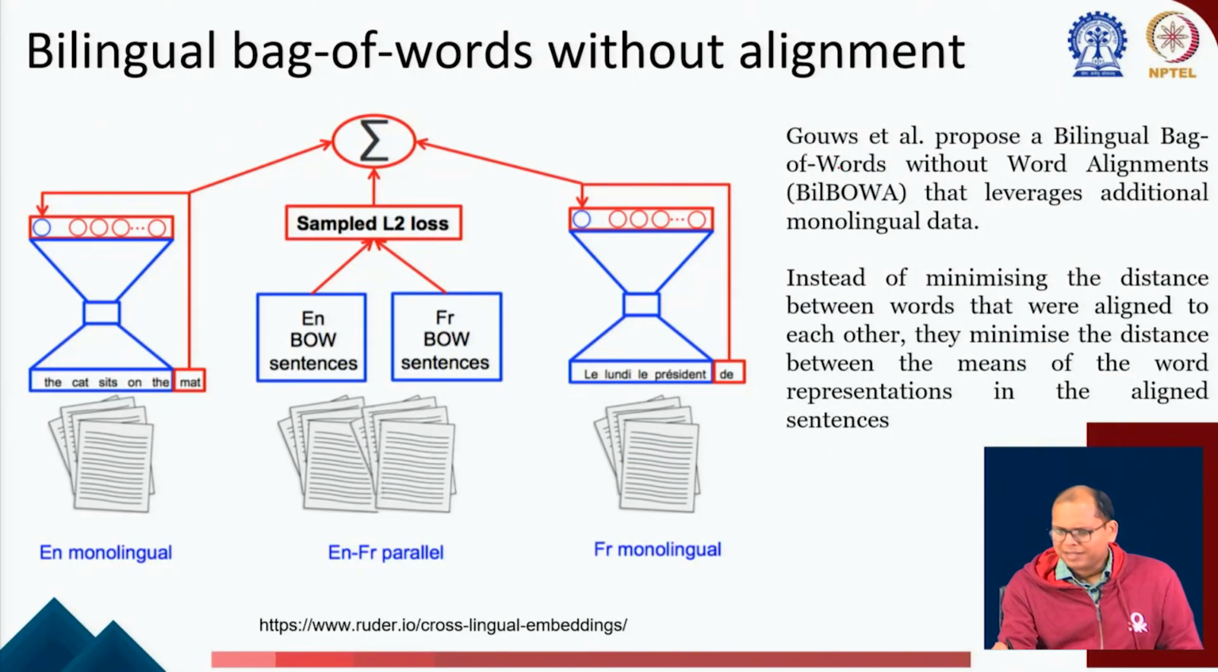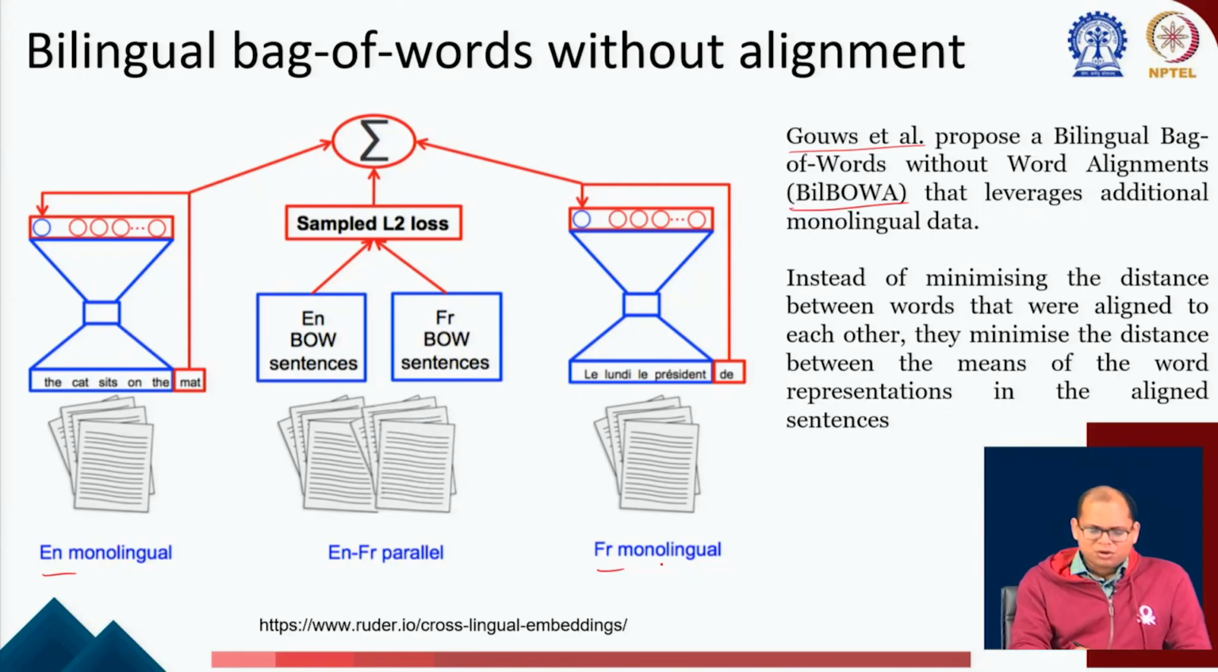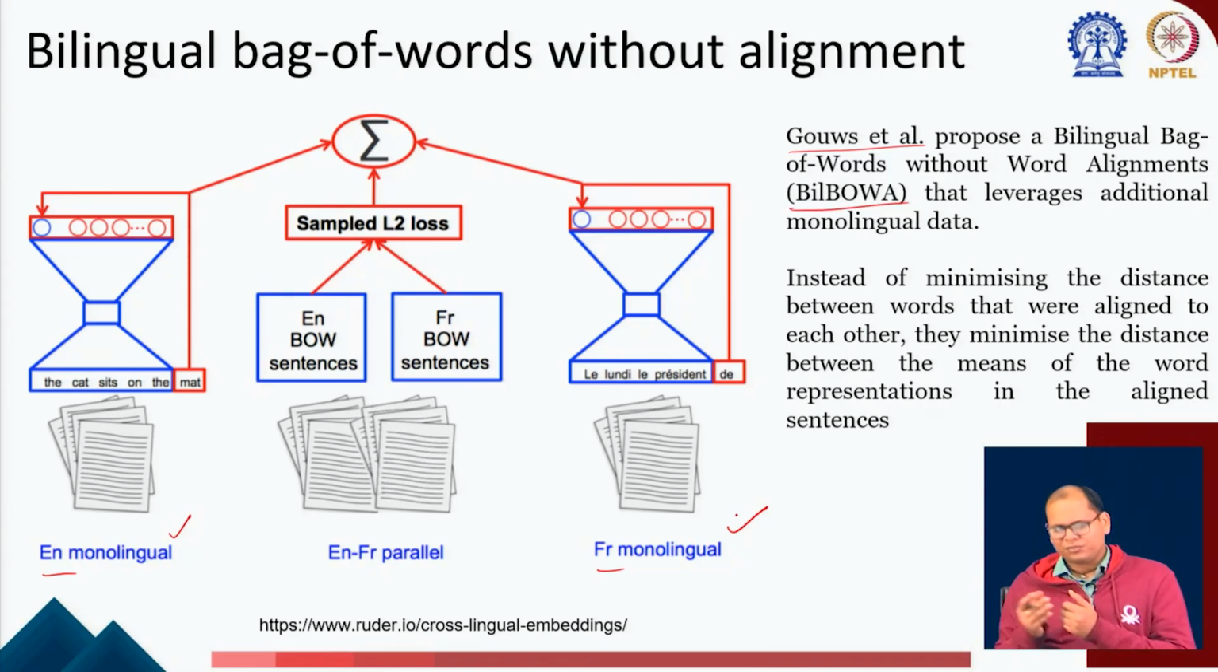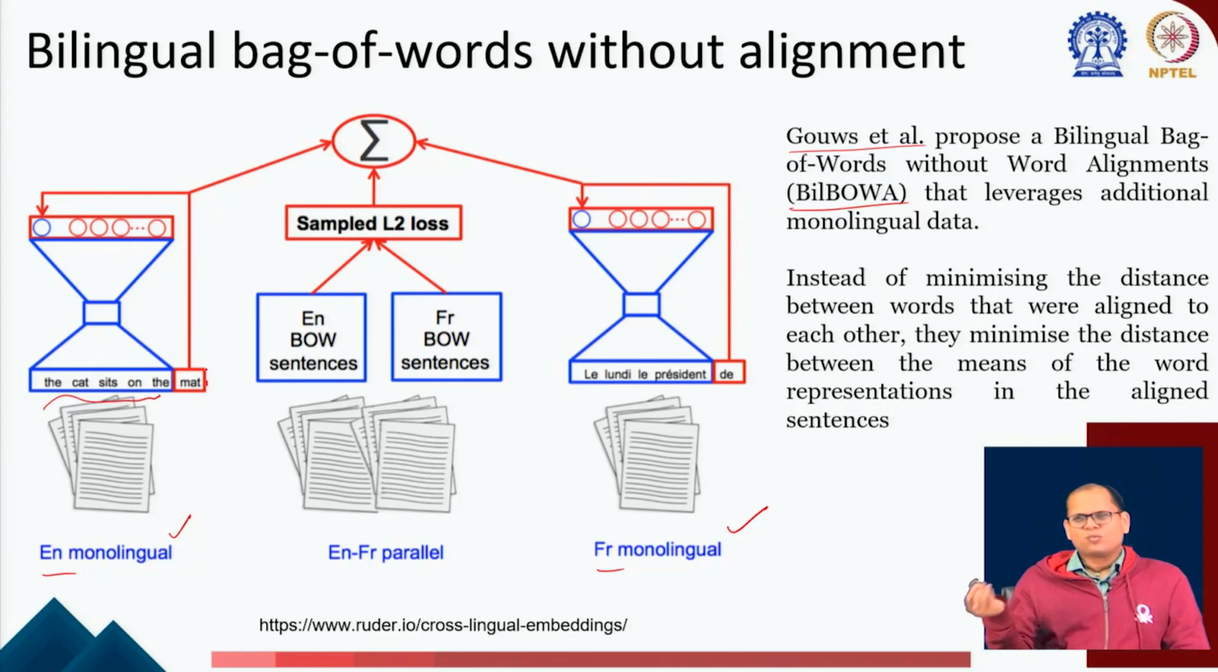Similarly, this was a method from Ghosh et al. This is a bilingual bag of words without word alignment, the Bilbowa method, that leverages both monolingual and parallel data. What is the idea? Let's say you have English and French monolingual data, and also some parallel data in English French. Individually on monolingual data, you can apply the word2vec kind of CBOW method, where you have the context and you predict one word from that. You have a context, you predict one word. This is very similar to your normal CBOW and skipgram.